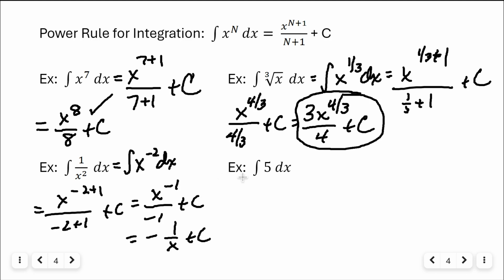Okay, let's try to integrate 5 with respect to x. It's a little more tricky. Now remember, think about it. This is the answer for whatever you derive. Whatever you derive over here, that's the answer. So then the answer must be 5x plus c.